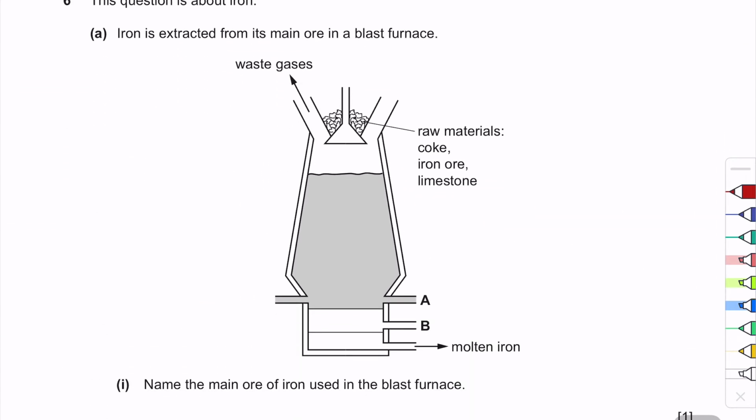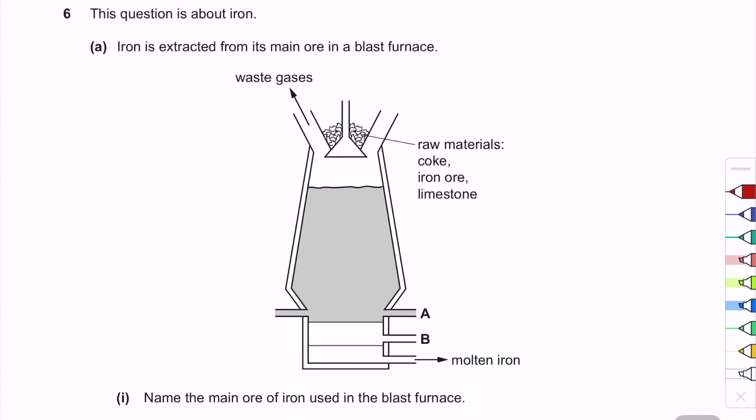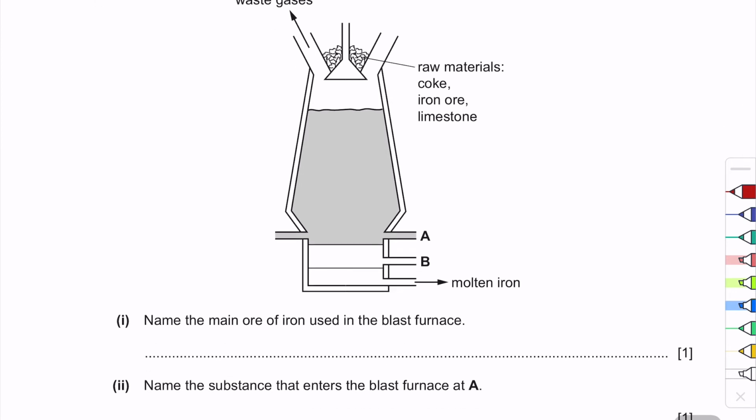This question is about iron. Iron is extracted from its ore in a blast furnace. This is the blast furnace, the structure. Name the main ore of iron used. So that is hematite. We know that. That's something we have to remember.